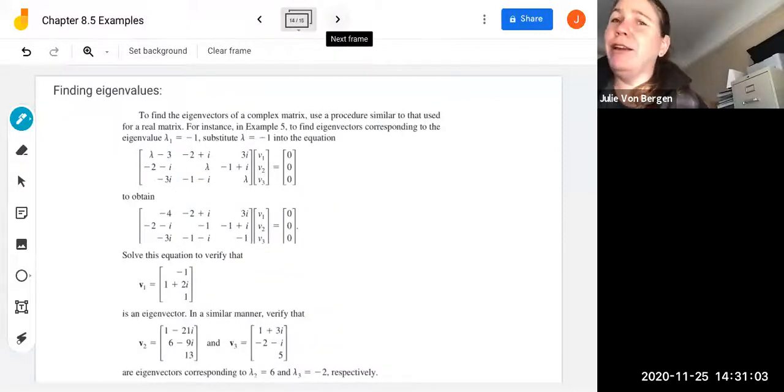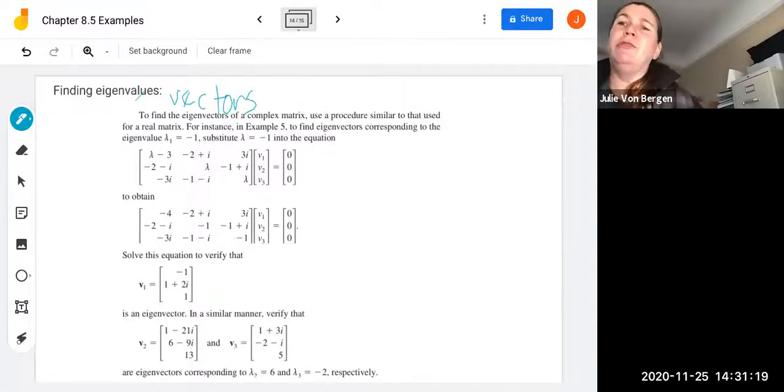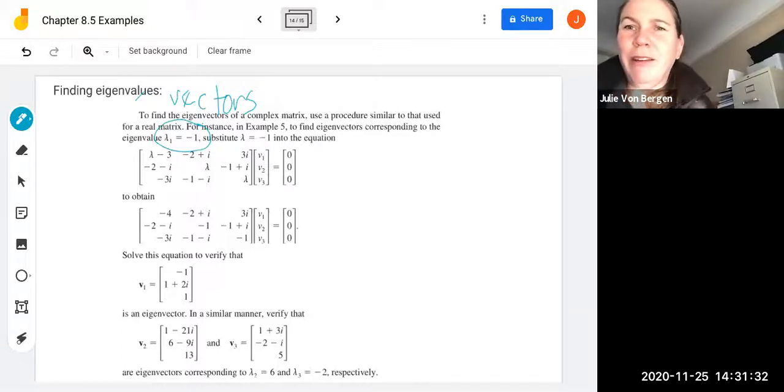So now we want to find the eigenvectors, oh, sorry, this should say finding the eigenvectors. We found the eigenvalues in the previous slide. So to find the eigenvectors of the complex matrix, we're going to use a procedure similar to what we used for the real matrix. For instance, in the previous example, to find eigenvectors corresponding to the eigenvalue lambda is -1 that we found, you just put lambda equals -1 into this equation, the characteristic matrix multiplied by vector v1, v2, v3 set equal to 0.